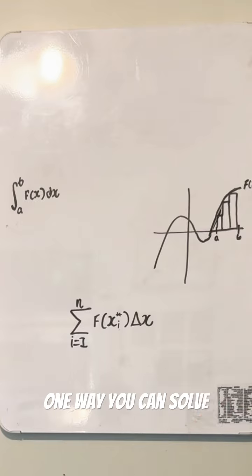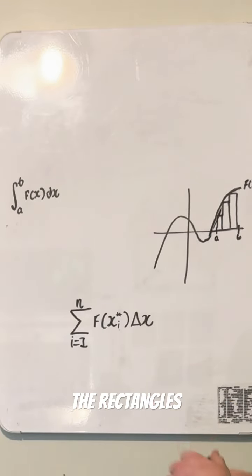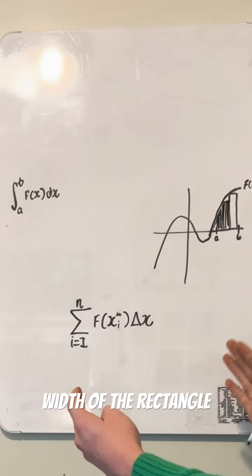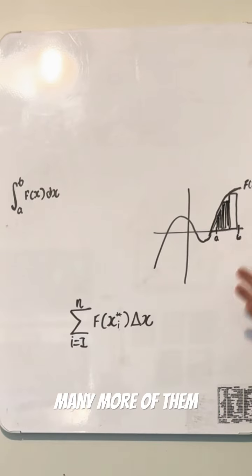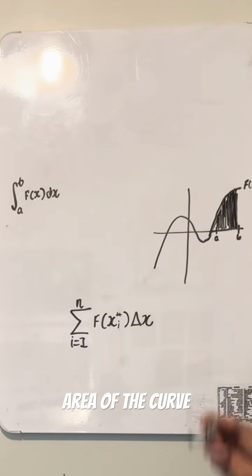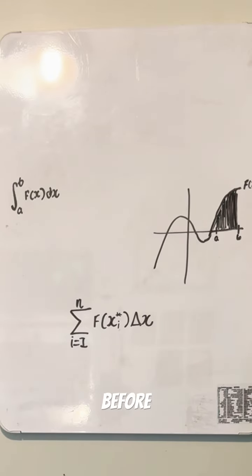One way you could solve this problem is by shrinking the rectangles. Now, as you can see, if I draw on this diagram here and I add a whole bunch of different rectangles, like making the width of the rectangle smaller but adding many more of them, you can see that this accurately represents the total area of the curve a lot better compared to the 3 rectangles that we picked before.